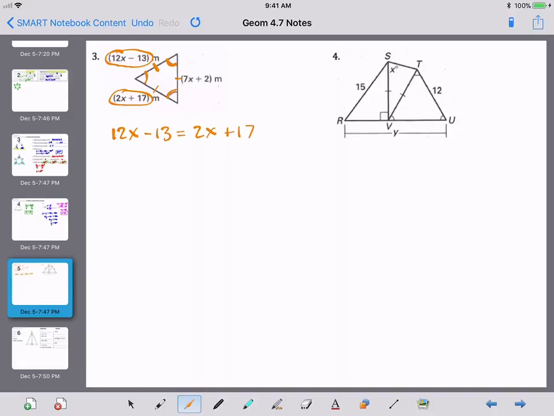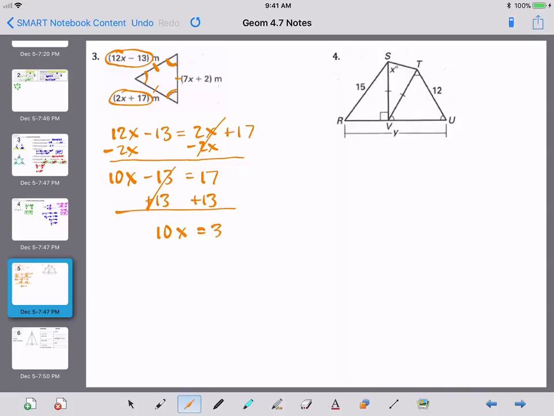Okay, and then we're going to solve this, so let's get the x's all together by subtracting 2x from both sides. We'll get 10x minus 13 equals 17. If we add 13 to both sides, then we're going to get 10x equals 30, so x is going to equal 3. All right. The last two examples in your notes are a little bit more of a challenge, so we are going to look at those together in class.